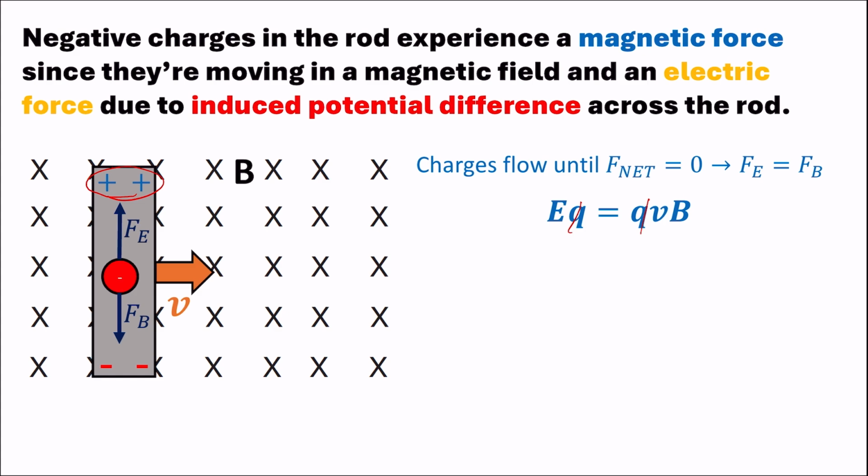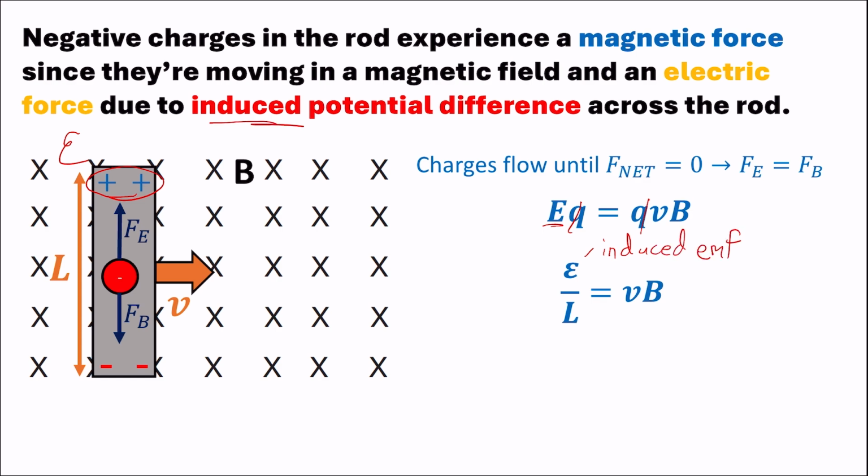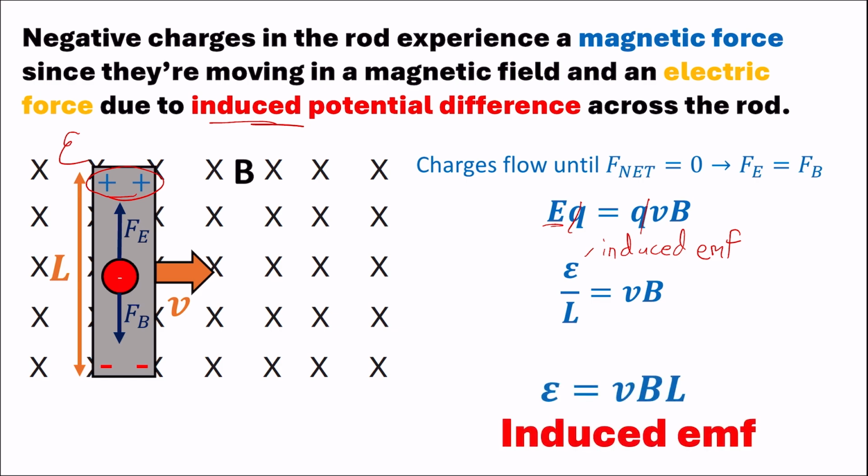Here, Q cancels. And then for the electric field, this charge difference means there's a potential difference across the bar. I'm going to call this epsilon. This epsilon here is for something called induced EMF. It's induced because the potential difference came from moving the charge. And what I get from this is the equation: induced EMF in a moving bar is equal to the velocity of the bar times the magnetic field that's perpendicular to it times the length of the bar.